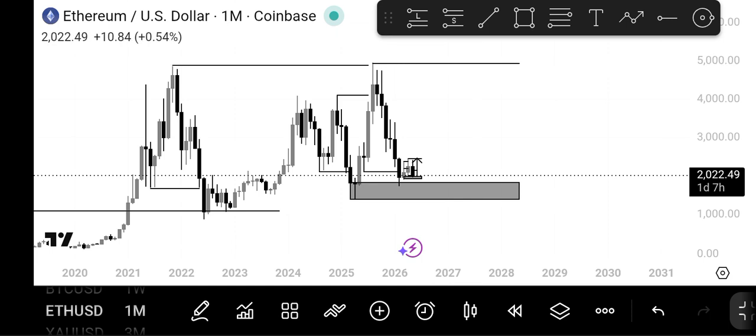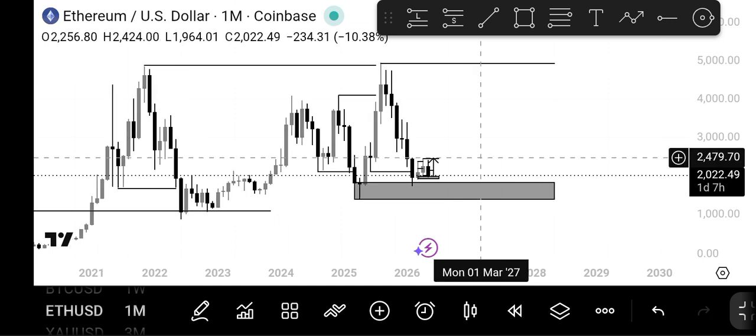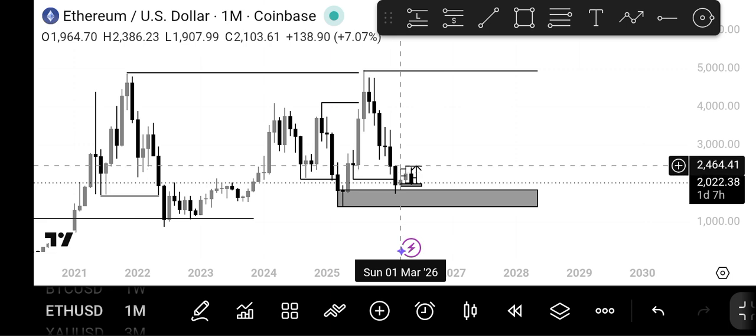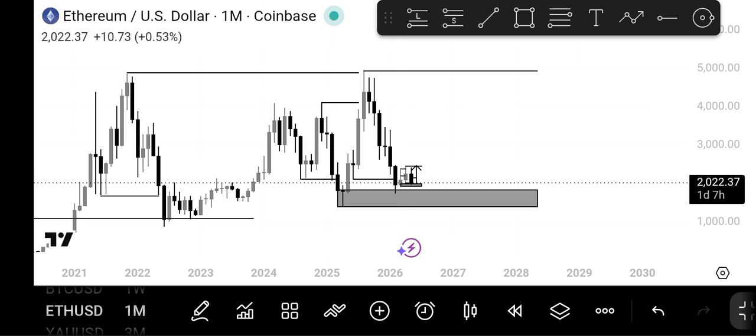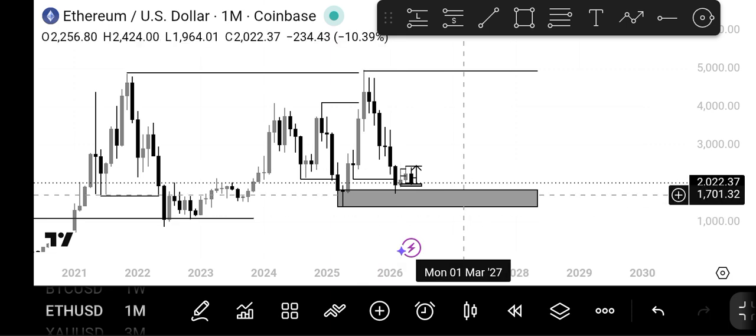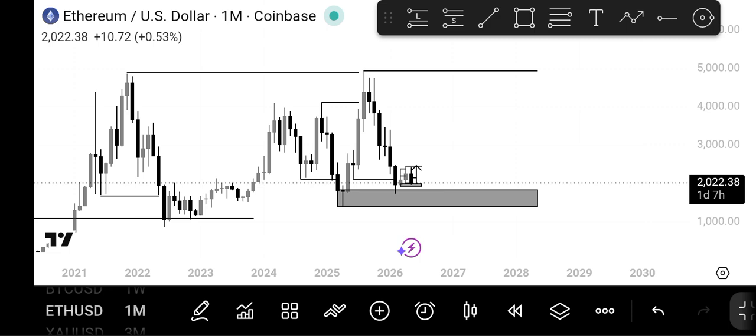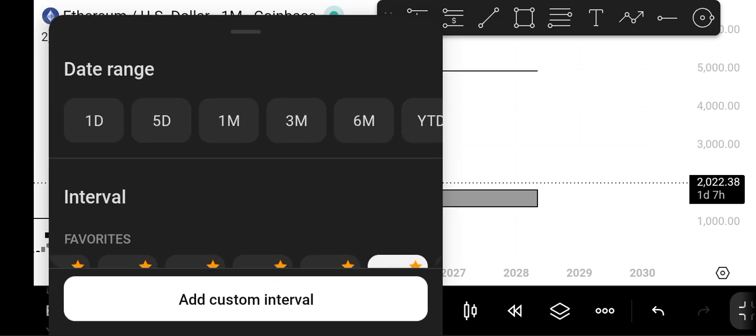Now let's go to the daily time frame, which is the next time frame alignment to the monthly time frame. The reason we are going to the daily time frame is to have a confirmation entry, or to have a proper confirmation that this trade here is going to go all the way to the upside. That is the main reason we are going to the daily time frame.